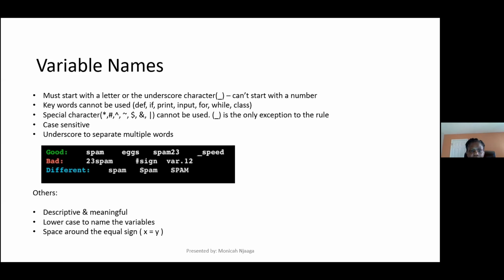And then special characters, you cannot use special characters in your variable names, even though there is an exception to the rule. You can use underscores to start your variable name. And if you have a two-name variable, like the example that I gave, students count, you can separate the two using an underscore. And then variable names are also case sensitive.